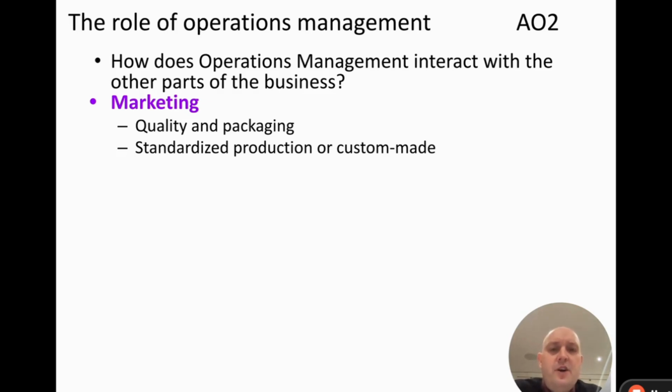Secondly, standardized production versus custom made. In the production process, do we have one standardized product which is the same all the time? Or do we produce products which are custom made for different customers? And obviously marketing is going to react in different ways to those.